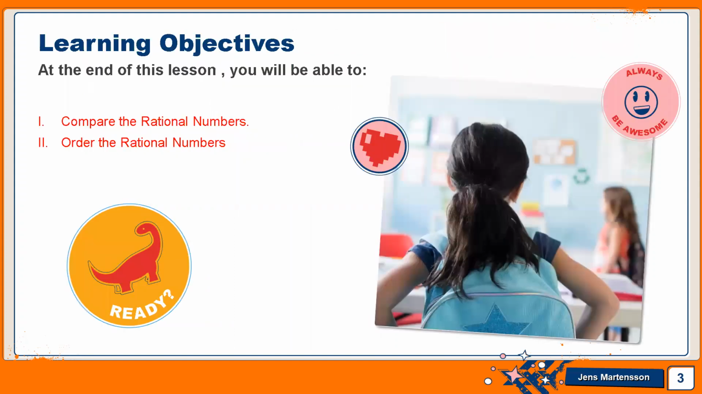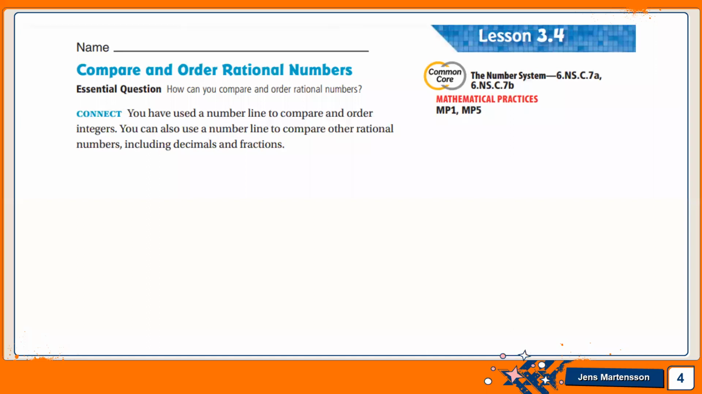I will give you examples in order to understand. If you have one half and negative 1 over 5, which is greater?